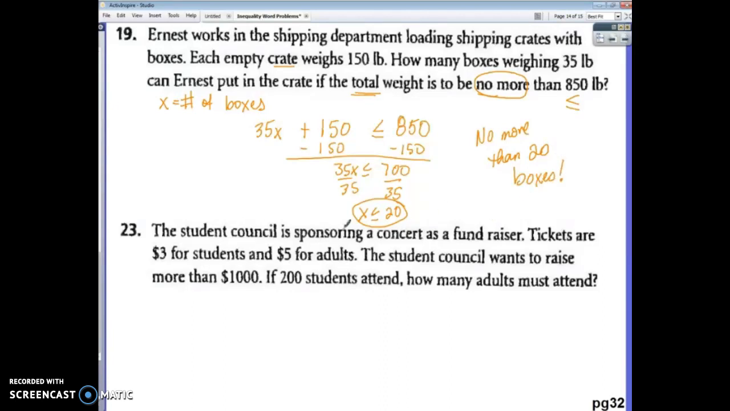Okay. So the student council is sponsoring a concert as a fundraiser. Tickets are $3 for students and $5 for adults. When I see two different groups, I know I'm going to have two different scenarios, and I need to set up two different situations. The student council wants to raise more than $1,000. If 200 students attend, how many adults must attend? So X represents the number of adults.